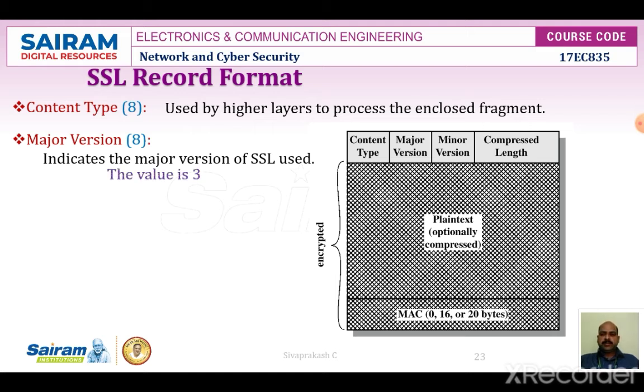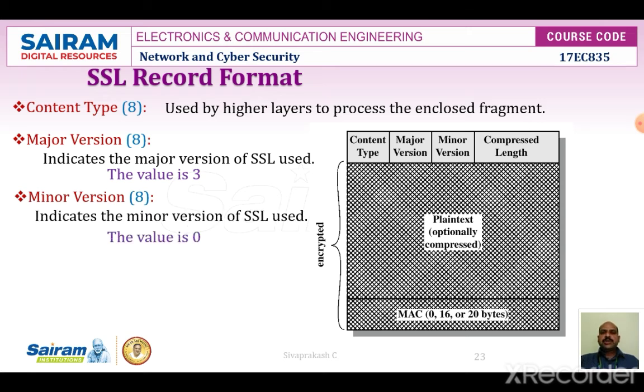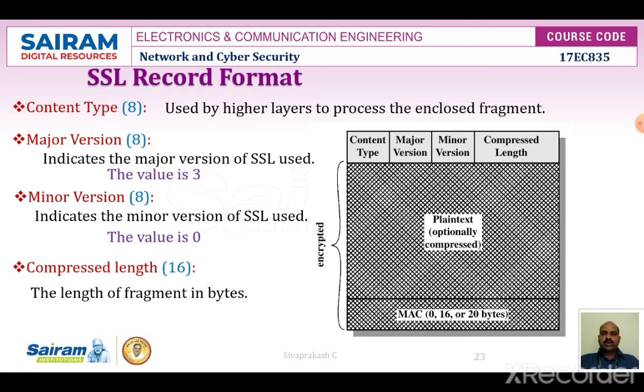The next one is the minor version, which represents the minor version in use. For SSL version 3, the value is 0. The next one is compressed length. The compressed length is described in 16 bits. It is the length in bytes of the plain text fragment, or the compressed fragment if compression is used. The maximum value is 2 to the power of 14 plus 2048. In this way these data are present in the header.